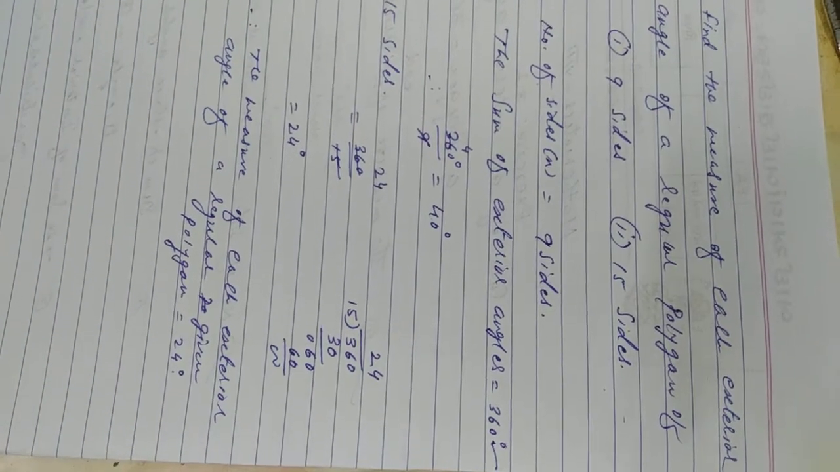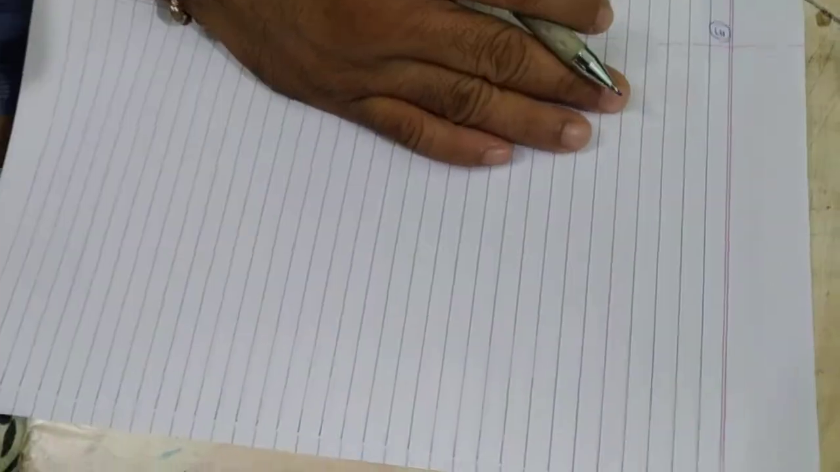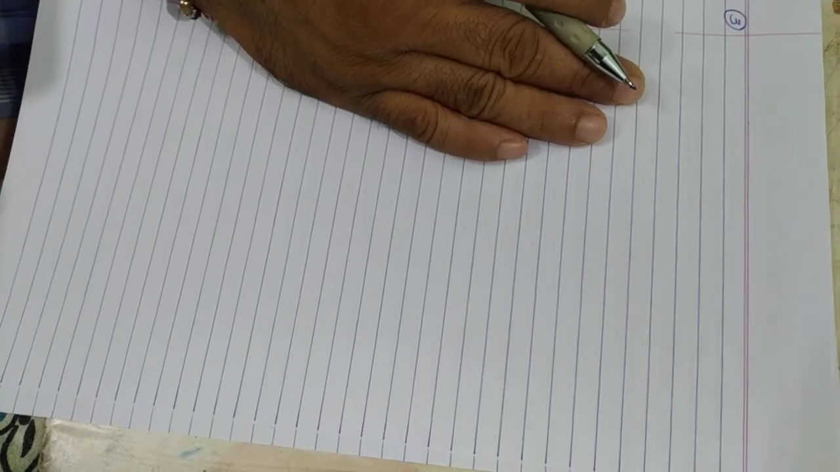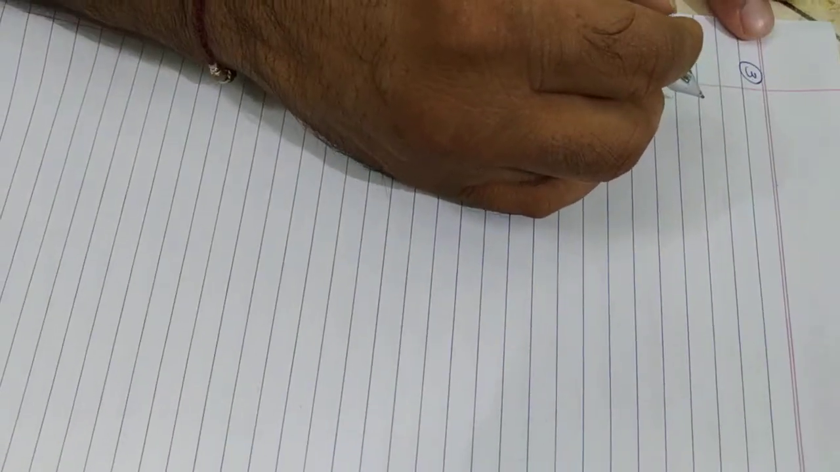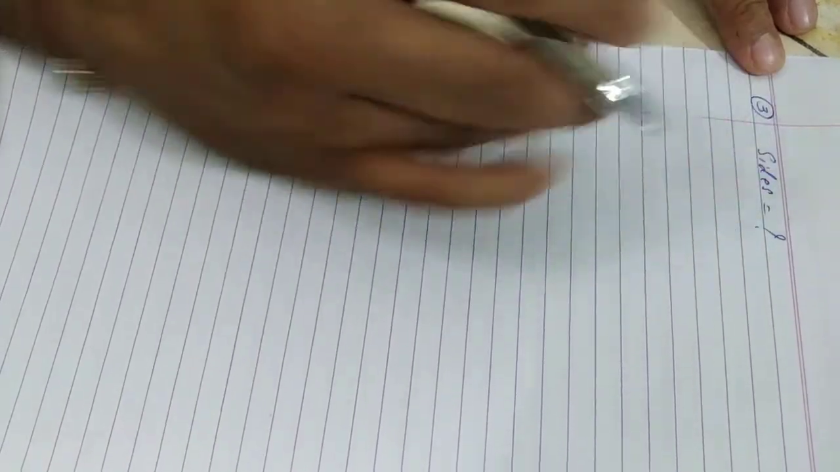Got it? So all of you understood about it? Good. Now let's go with example number 3. How many sides does a regular polygon have if the measure of an exterior angle is 24 degrees? How many sides? What do we have to find out over here? Sides, sides is equal to question mark, right?